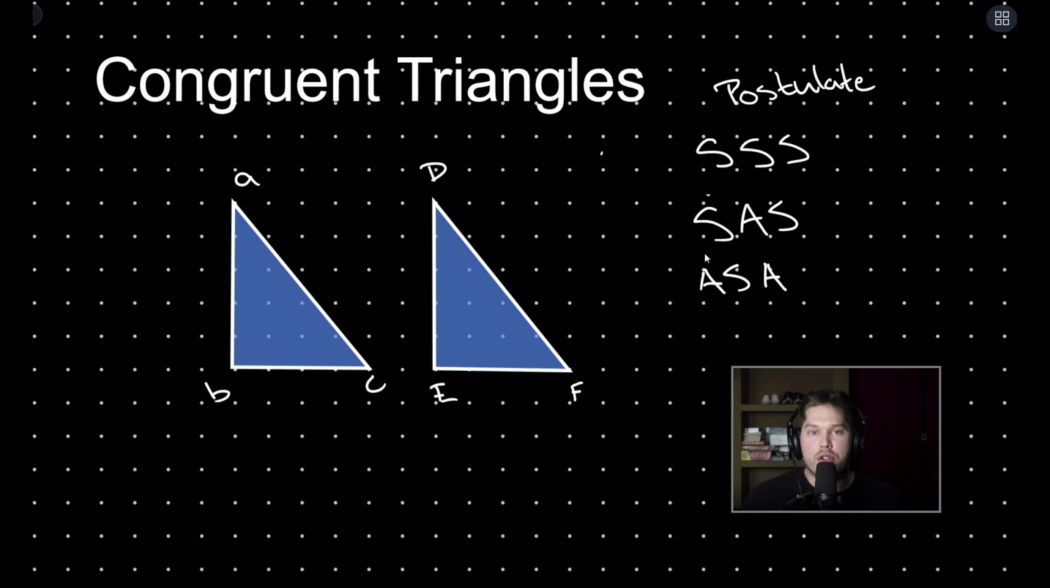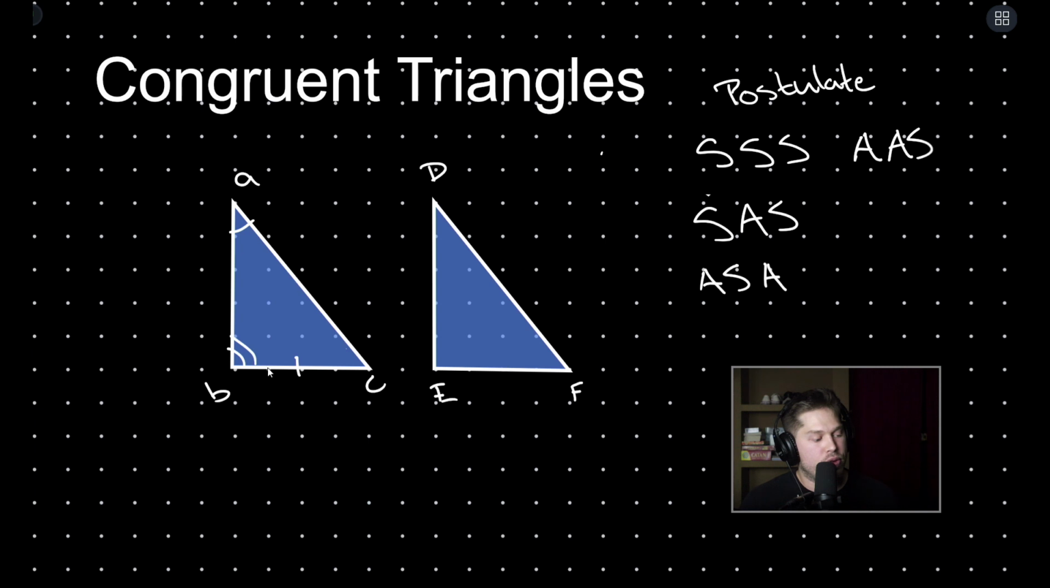Okay, we have two more relationships to talk about. Another one is angle, angle, side. It would look something like this, where we have an angle match, another angle match, and then a side that matches. That would be angle, angle, side.